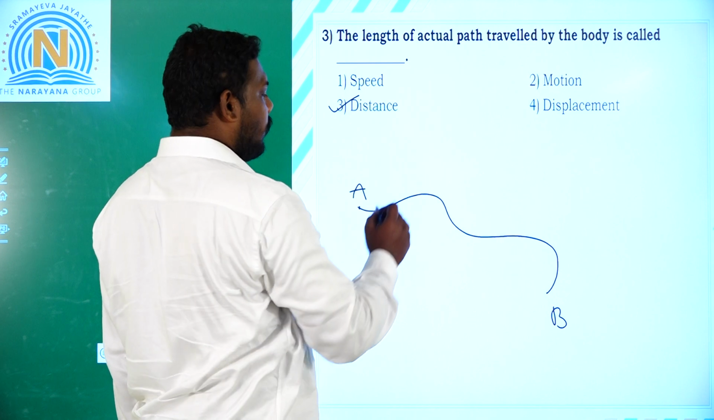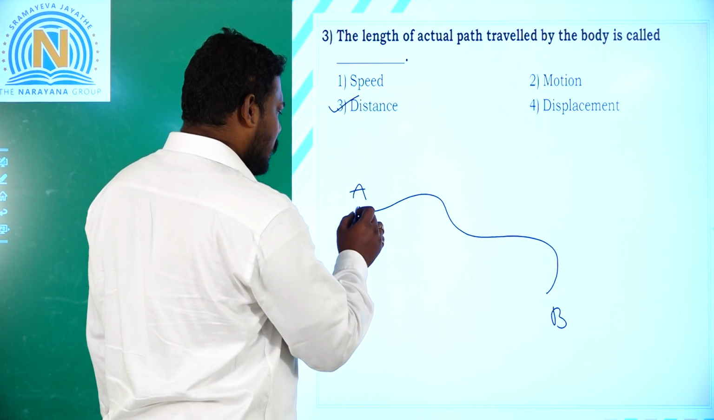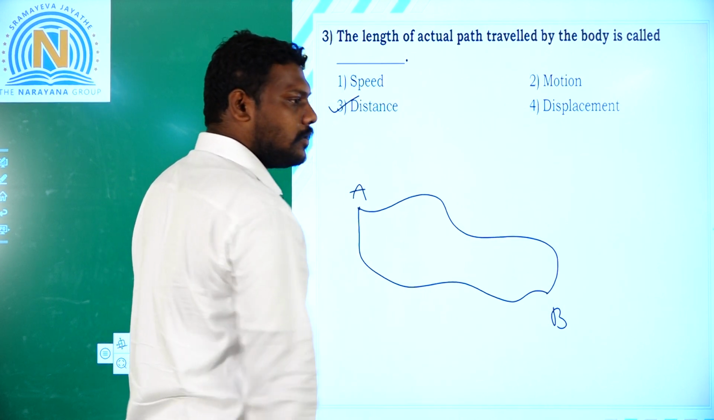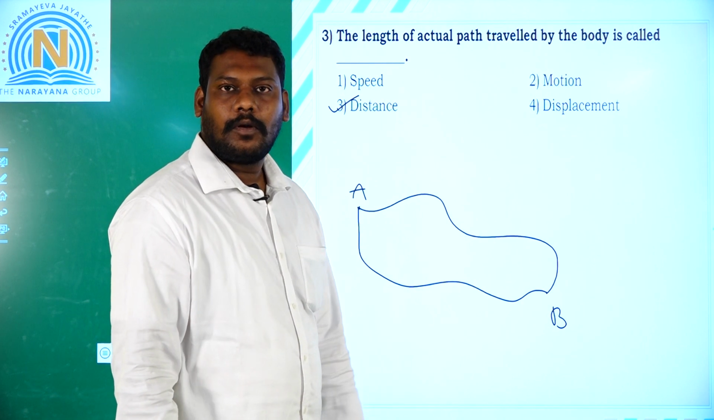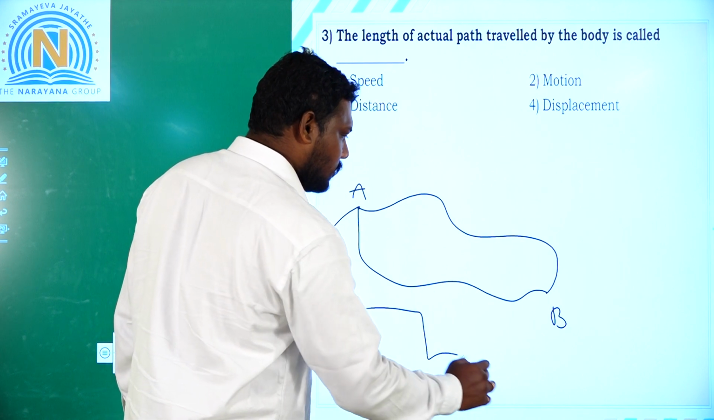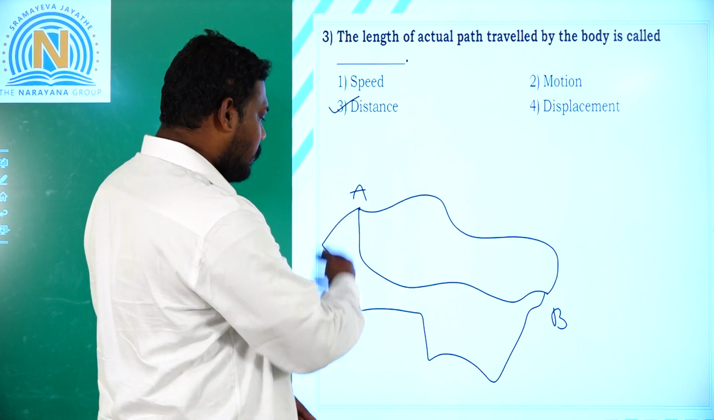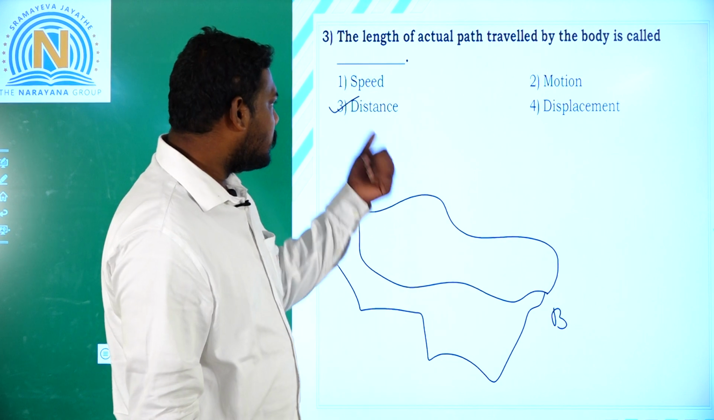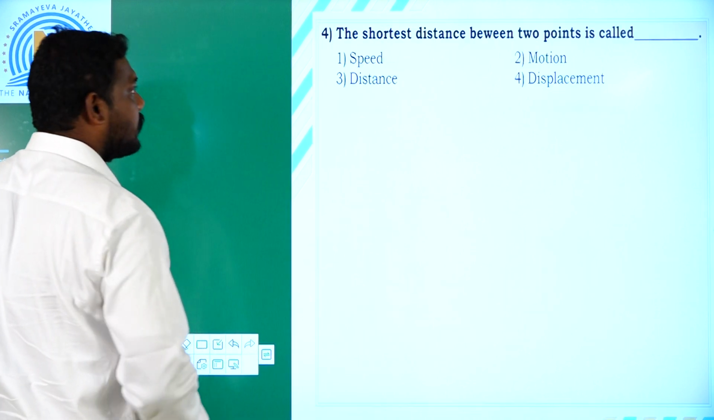So, the length of actual path, okay? So, I might choose another path. So if I take this, this is the distance. So it depends on the path that I choose from point A to point B to cover. Right? So I can take multiple paths to reach point B. So it depends the actual path whatever I choose to cover from point A to point B is called as distance. Okay, whatever the distance I covered, right? Now let us go to the fourth question.